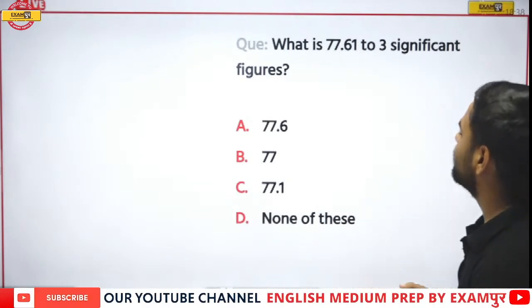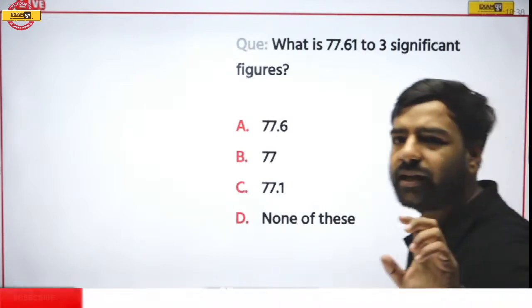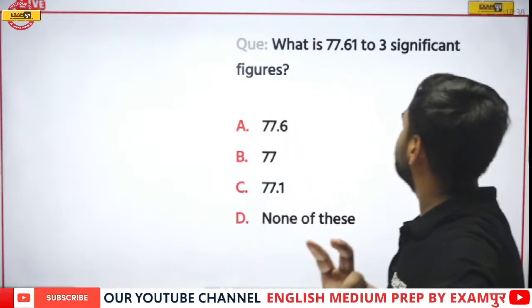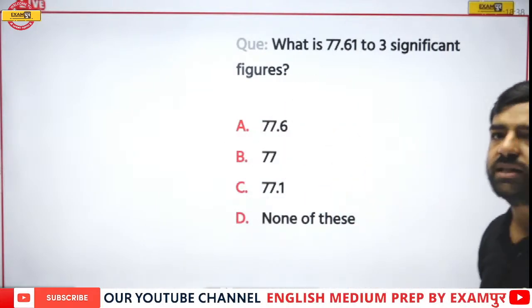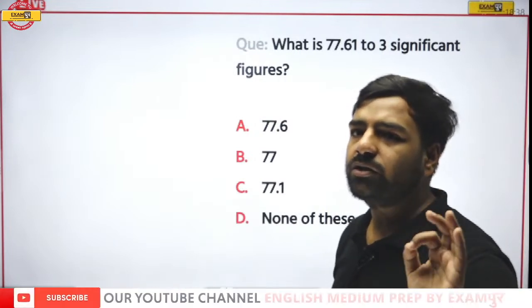Yes. What is 77.61 to 3 significant figures? HR is with A. That is 77.6. Nilesh, what is your answer? Nilesh, I guess you are also with the same.